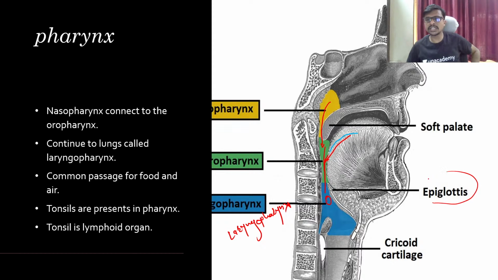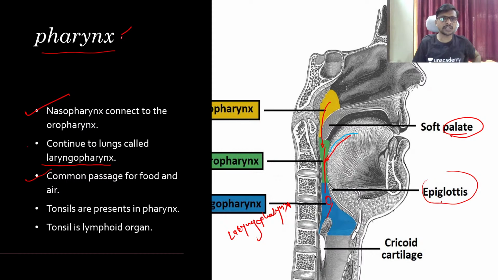Laryngopharynx. Okay, so here is the epiglottis flap which can close the respiratory system and open the digestive system. Okay, so the palate is the upper part of our mouth, and these are the cartilages. We will discuss these cartilages later. So let's see guys, the nasopharynx connects to the oropharynx, continues to the lung, and we call this the laryngopharynx. This pharynx is a common passage for respiration and digestion also.